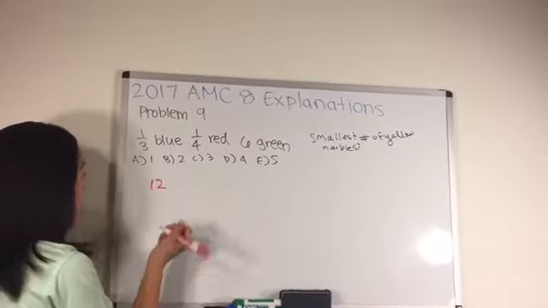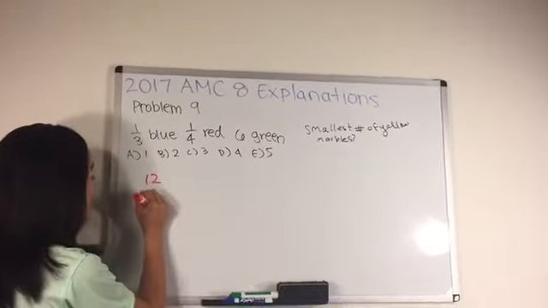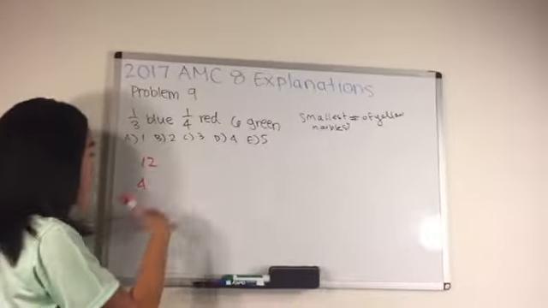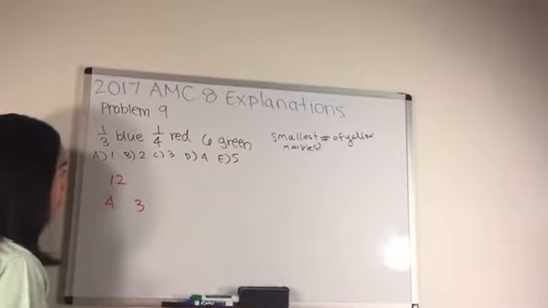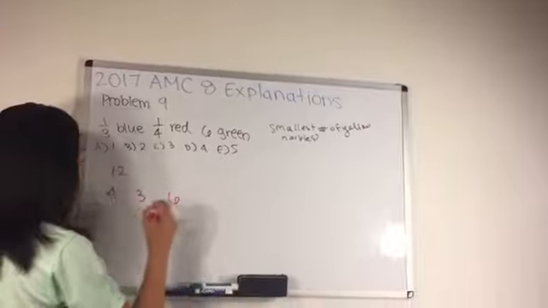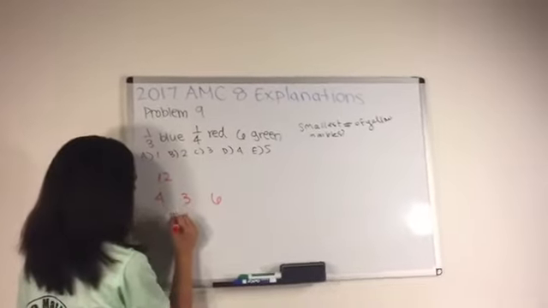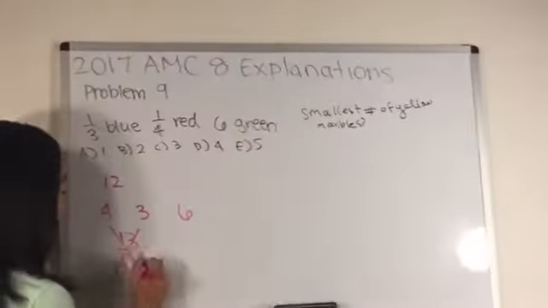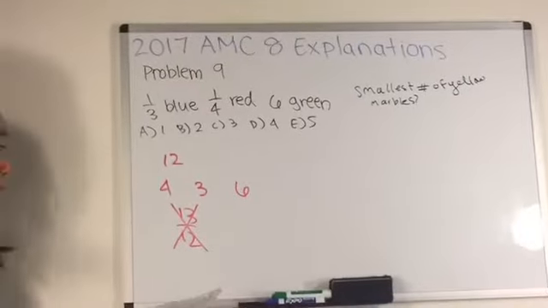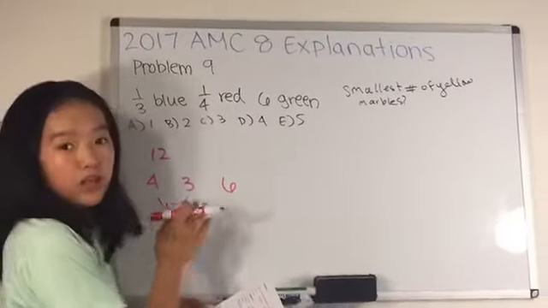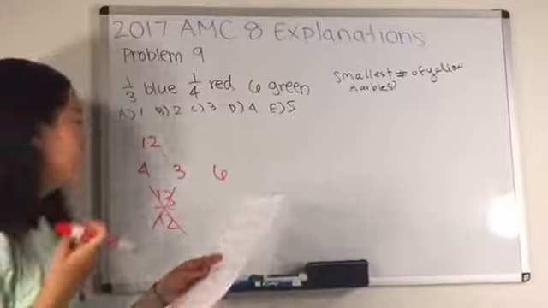So if we try with 12, 1/3 of 12 is 4, so 4 blue marbles. 1/4 of 12 is 3, so 3 red marbles. And then 6 green marbles. So far that makes 13 out of 12, which means this cannot be the number of actual marbles, or else you're exceeding the limit of marbles you're supposed to have.